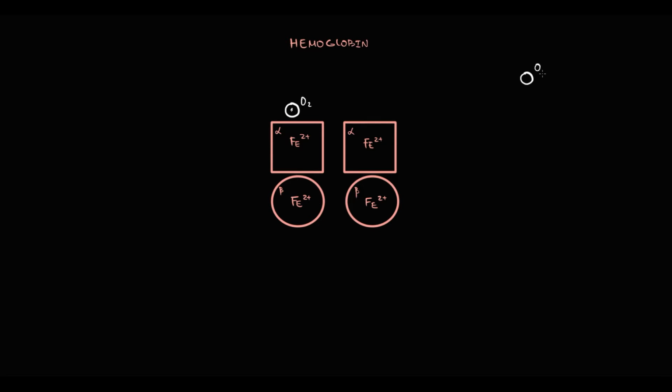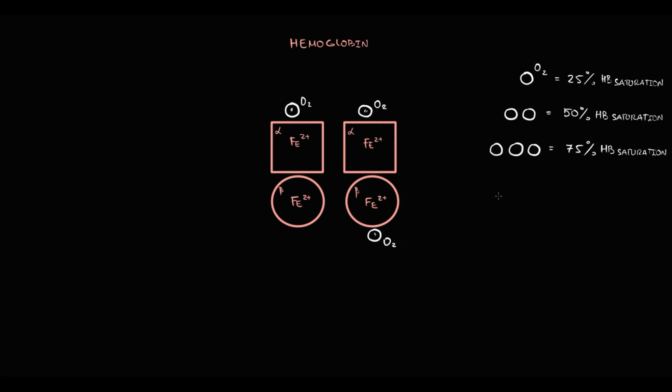If hemoglobin has just 1 oxygen molecule, we say that hemoglobin saturation is 25%. If hemoglobin carries 2 oxygen molecules, its oxygen saturation becomes 50%. 3 oxygen molecules give saturation 75%. And if hemoglobin has 4 oxygen molecules, it's 100% saturated hemoglobin. The most important feature about hemoglobin is that hemoglobin is an allosteric protein. It has positive cooperativity in relation to oxygen.